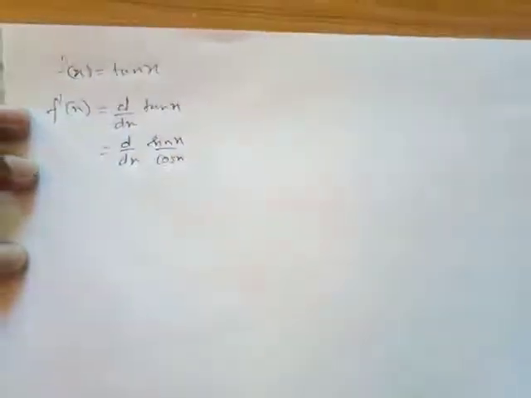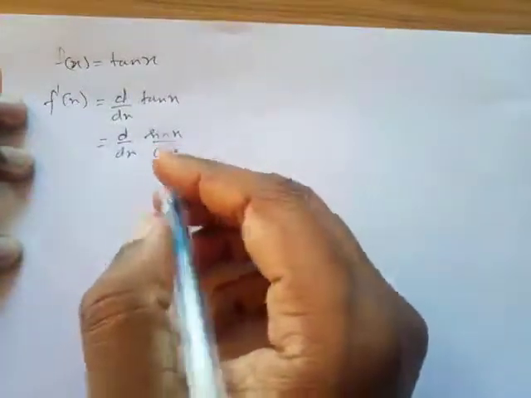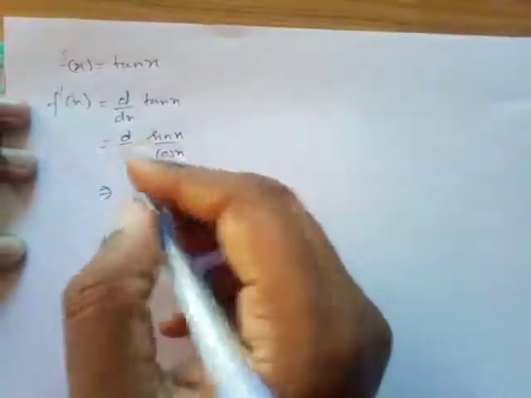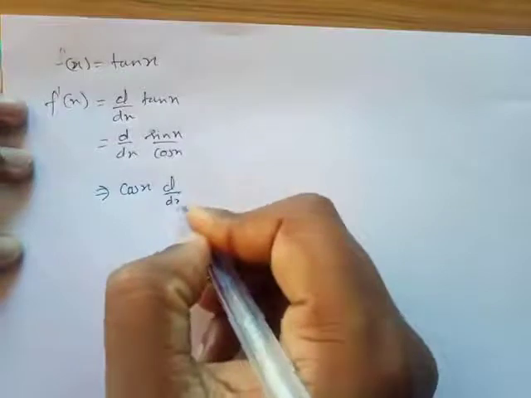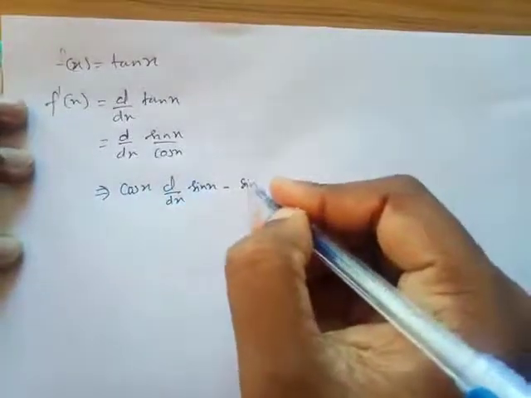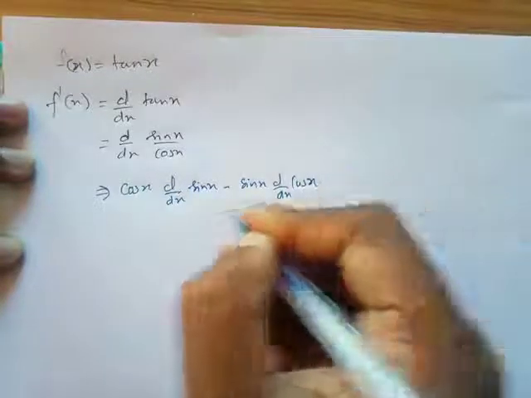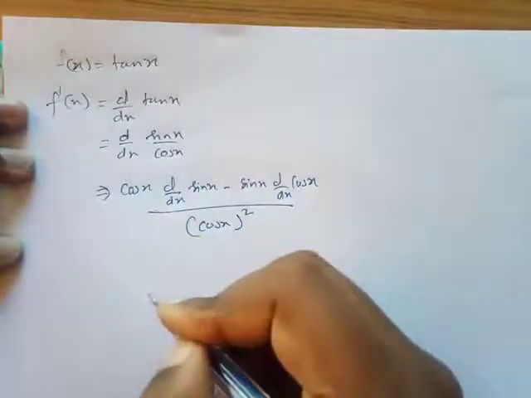I'm telling you the simple way. There is another way of doing it, but I'm teaching you the simple way. Now you know which formula we use when there is division. The derivative of a division is cos x d by dx of sin x minus sin x d by dx of cos x, upon the whole square of the denominator. This is what it is.